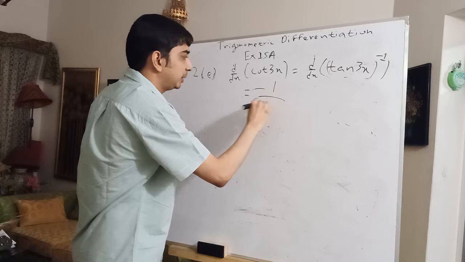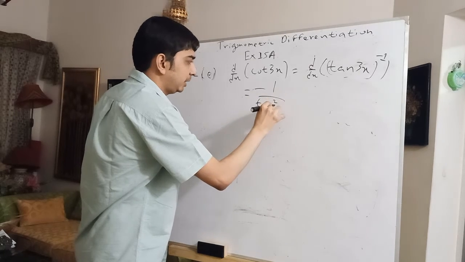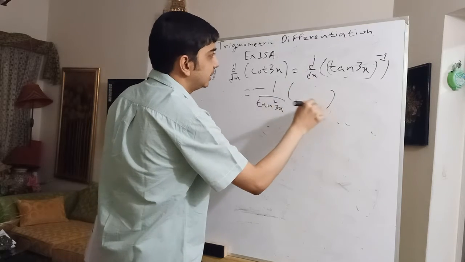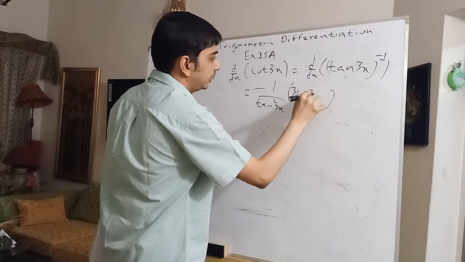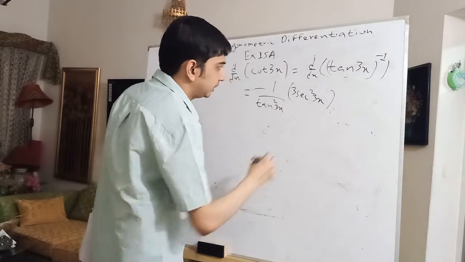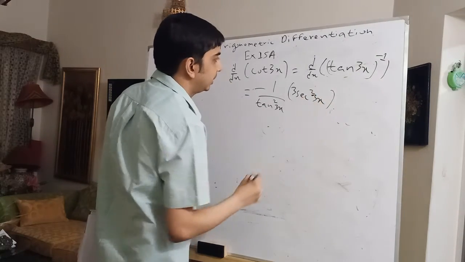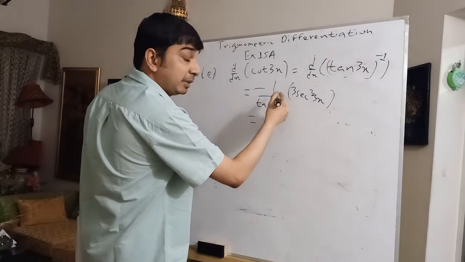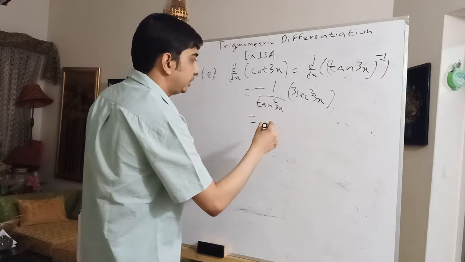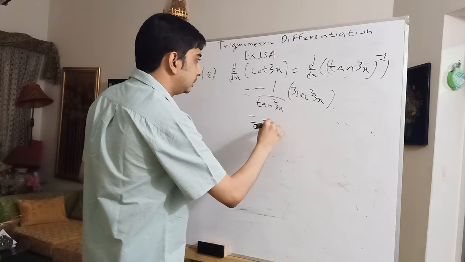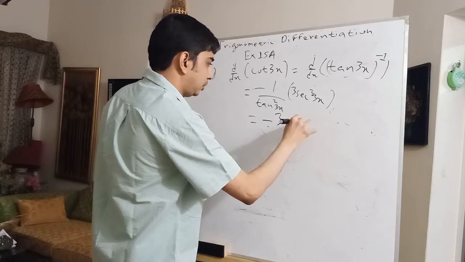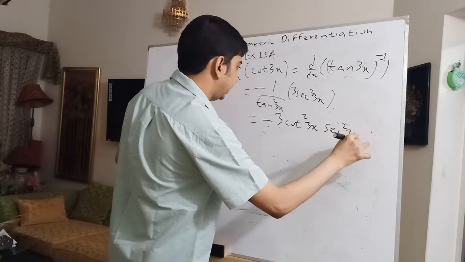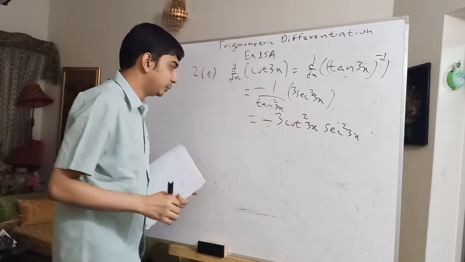So you're going to have minus 1 by tan square 3x into differentiation of tan 3x, that is 3 sec square 3x. So ultimately you get 1 by tan square 3x, you can write it as cot square 3x. So minus 3 cot square 3x sec square 3x. This is the answer that is given in the book.